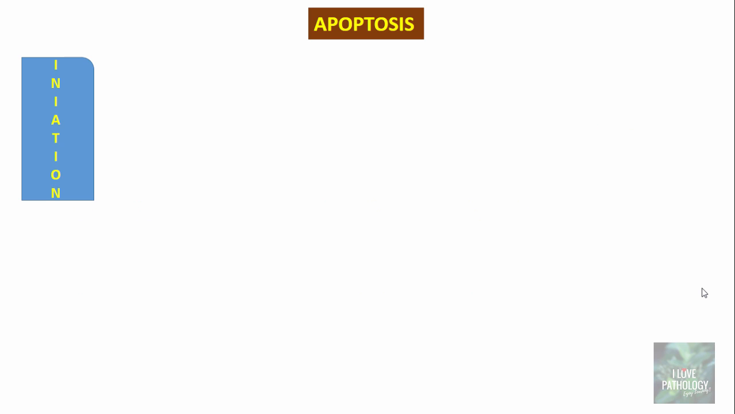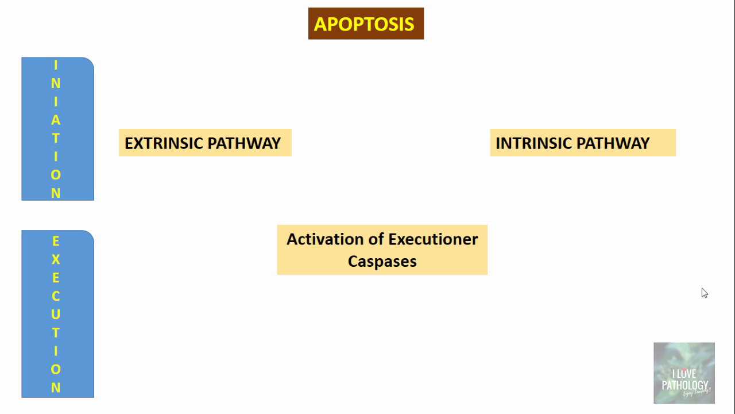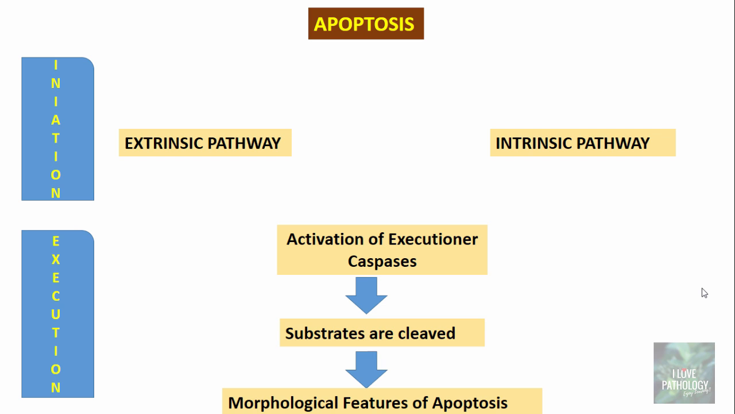Now we know that apoptosis is basically a two-step process, where the first step is called initiation and the second step is called execution. The initiation is brought about by two pathways, the extrinsic pathway and the intrinsic pathway, which culminate in activation of executioner caspases. From this step, there is the process of execution. What happens when there is activation of executioner caspases? The substrates are cleaved, and then you find the morphological features of apoptosis. Let us understand these concepts in more detail.